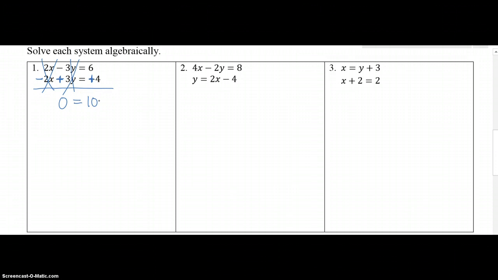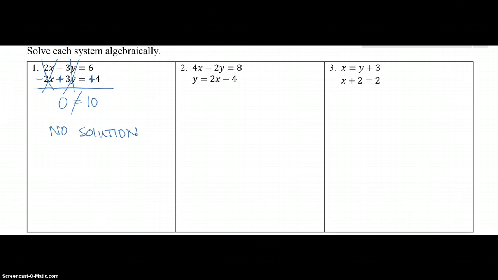So this should look very similar to that number 2 that we did above. All the variables are gone, and it makes a false statement. So what does that tell you about this system? No solution. That's good. There's no value of x and y that would make this system true.